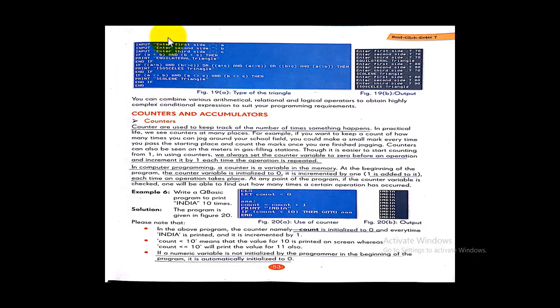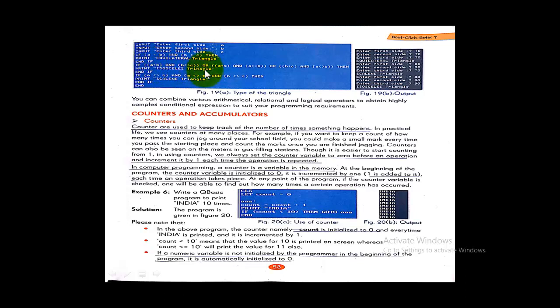Program end. First, the equilateral triangle: A equals B, B equals C, so A equals C. All sides are equal, so it is an equilateral triangle. Then A equals B, but B is not equal to C, and A is not equal to C.